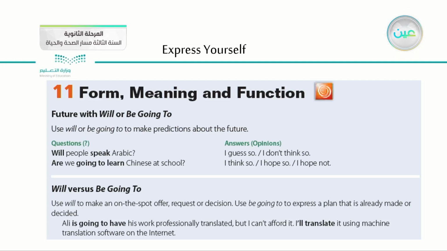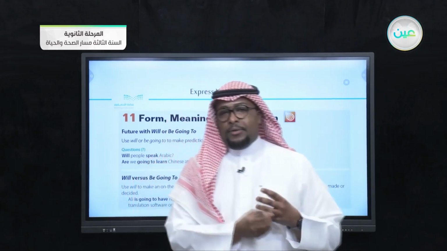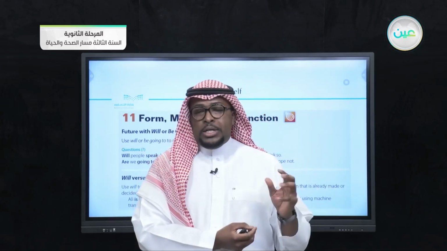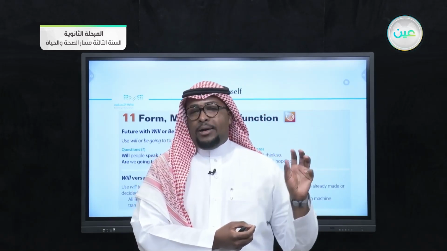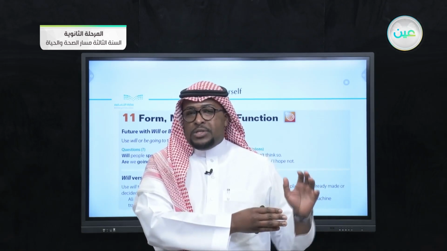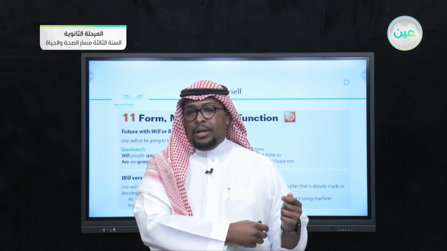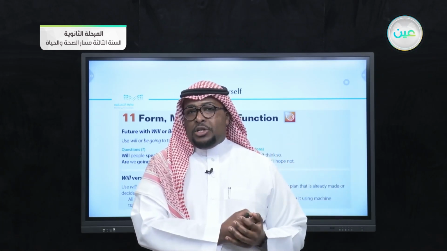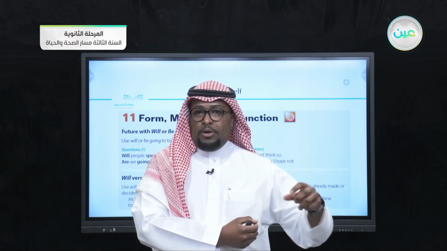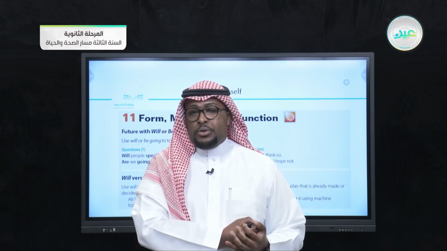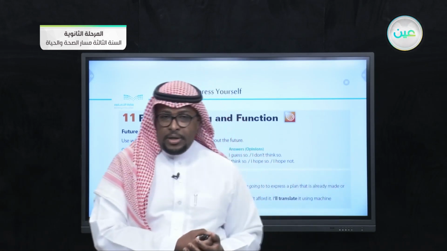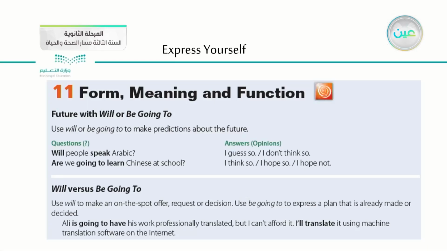We use will to make an on the spot offer, request or decision. Use be going to express a plan that is already made or decided. So we can also use future will and be going to to plan for something. Imagine that you are in the last stage of your studying, and of course you are planning to do something. For example, I will study English in the university. Someone else said, I plan, or I will, for example, plan to study aviation in the United States of America, and so on. So this is very important.